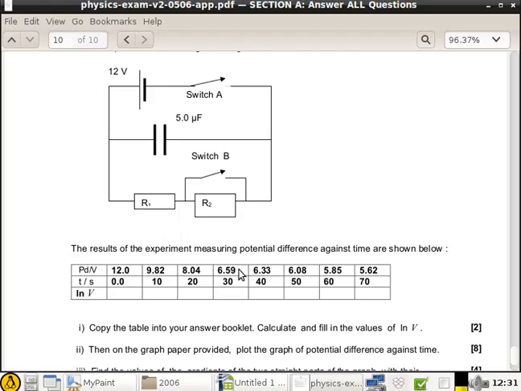They give us this table, and they want you just to write in log V. And you have V as 12, so just put in log 12, log 9.82, log 8.04, and so on. So can you write those log values in? Then on graph paper, draw the graph of potential difference and time.